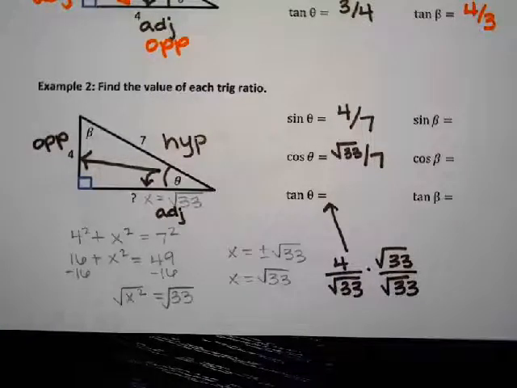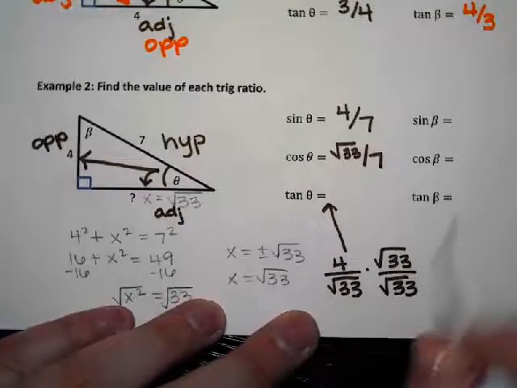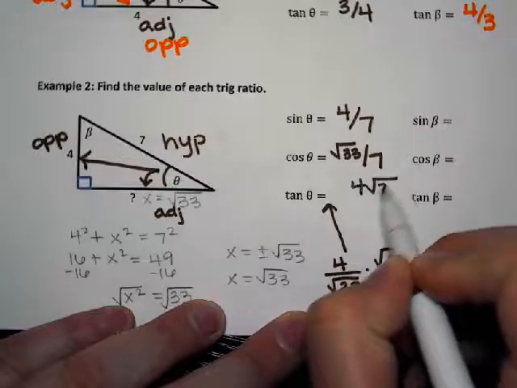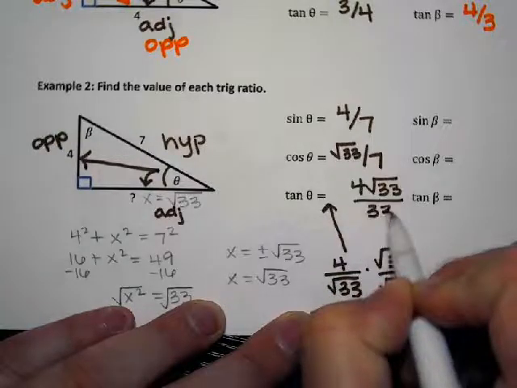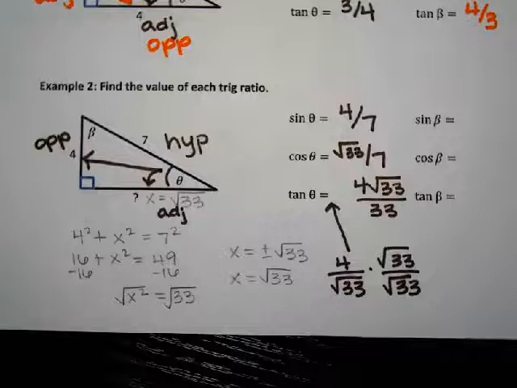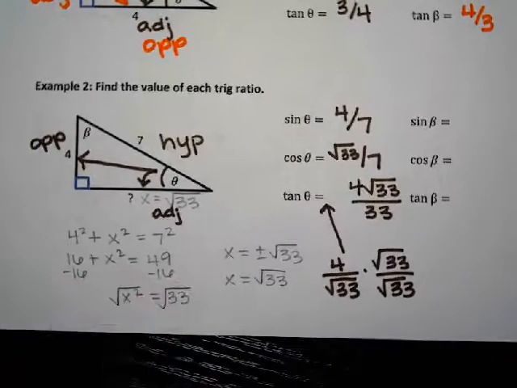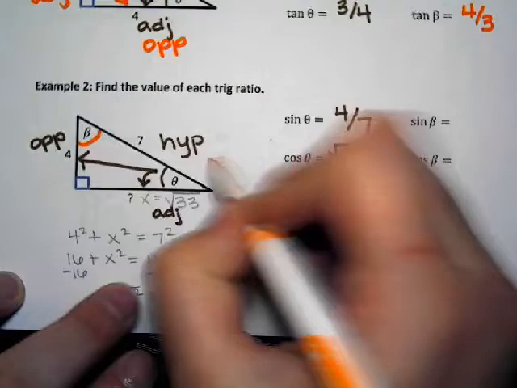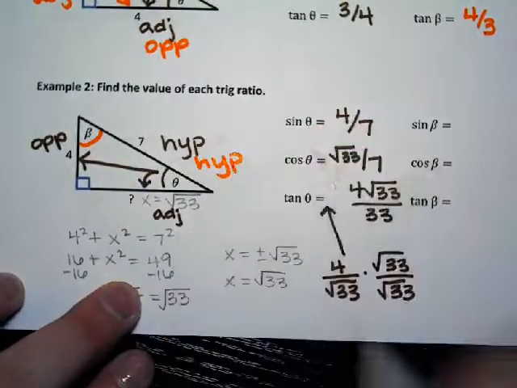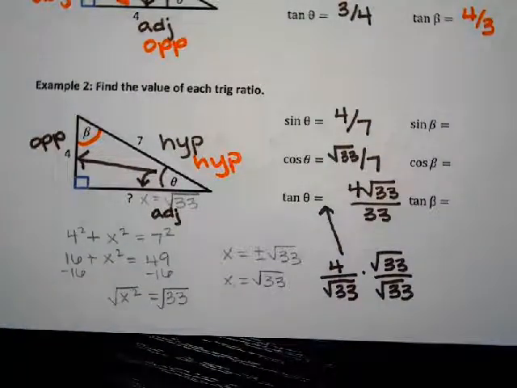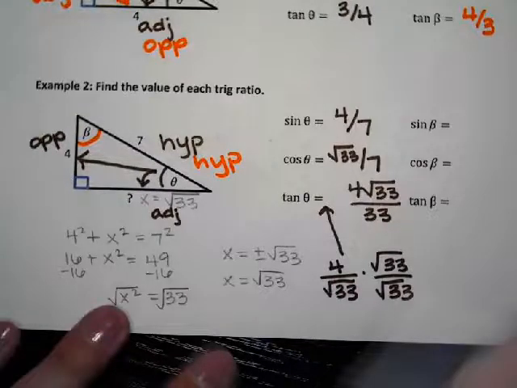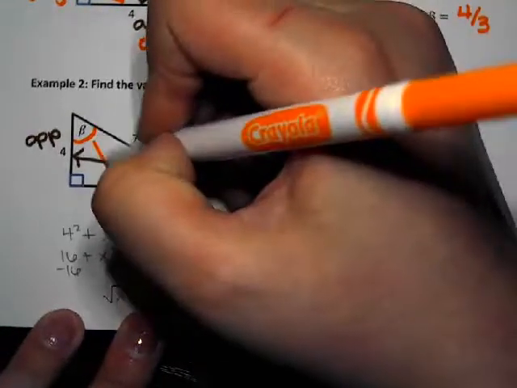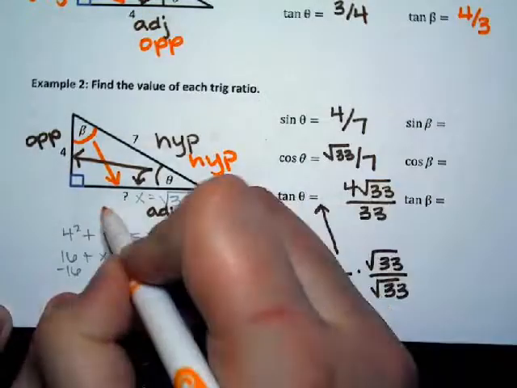Okay, so what does it give you? All right, so that wasn't so bad. Okay, so let's do the other version. We got beta. Hypotenuse stays the hypotenuse. So we've got this is the opposite side, and this is the adjacent side.